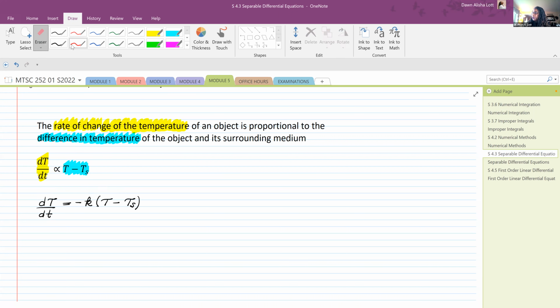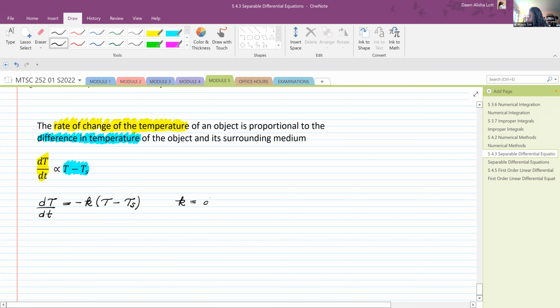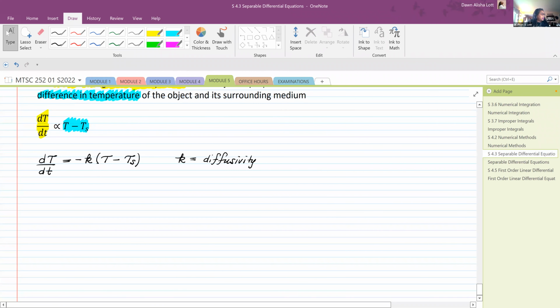And if the temperature of the surrounding is less than the temperature of the object, then this item is positive, this is still negative, and this is negative. So if the object's environment is warmer or the temperature is higher than the temperature of the object, it will lose heat. So this represents the model, and k is the diffusivity. Every element, depending on what it's made of, has a different diffusivity. And the bigger the k is, the faster it's going to lose heat, or lose temperature.